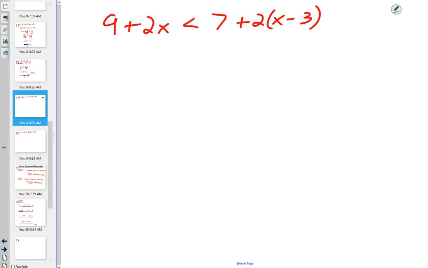All right, we'll do these last two together. Oh, she wanted to know who you were throwing the heart up to. First step. Jocelyn, primer paso, por favor. Go, distribute. 9 plus 2x less than 7 plus 2x minus 6. And then?